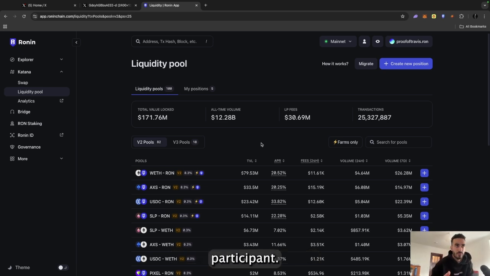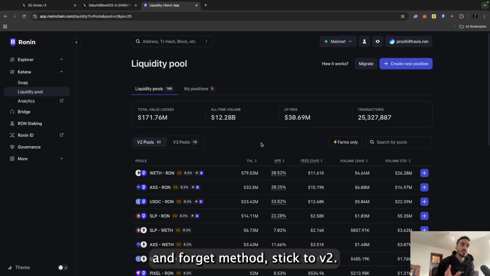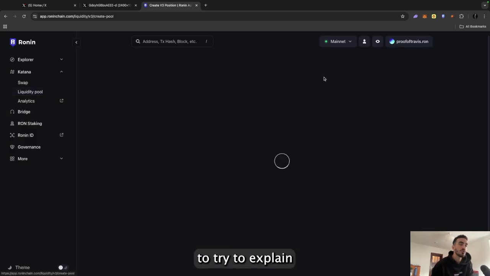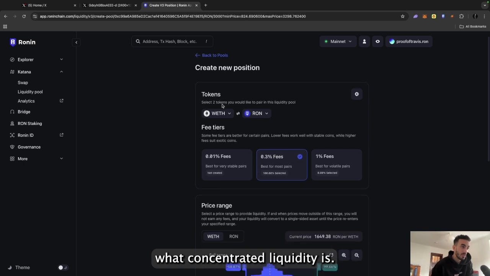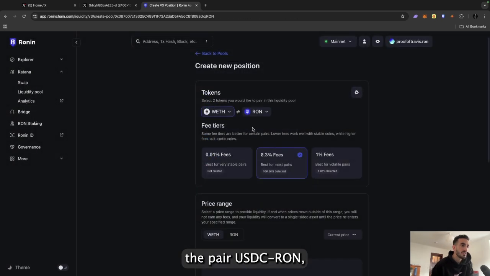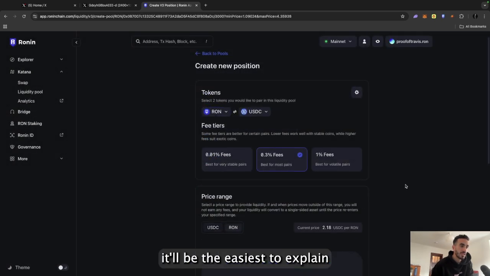So if you want that set and forget method, stick to V2. If you want to try to maximize your gains for a certain amount of time, V3 is for you. So let's use V3 pools to try to explain what concentrated liquidity is. I'm going to use the pair USDC RON because I think it'll be the easiest to explain since there's one stablecoin on one side.